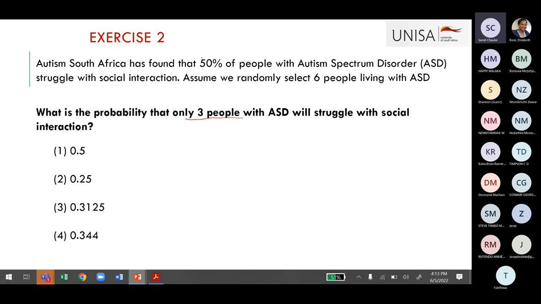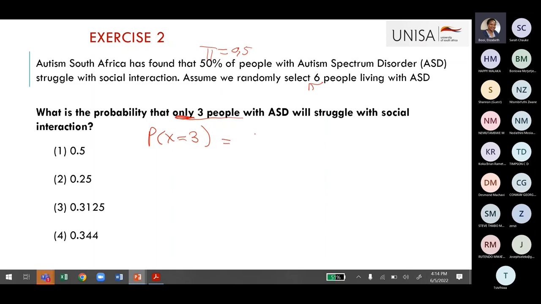We are given the pi, the x, and the n as well. We are given the pi, which is 0.5, and our n is 6. And in the question, they are asking us to find the probability that x is equal to three, because it says only three people, so it's exactly three. Exactly three. Yes. So you can go ahead and calculate.